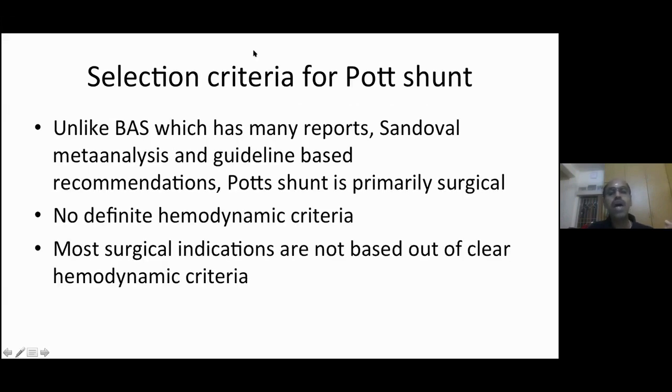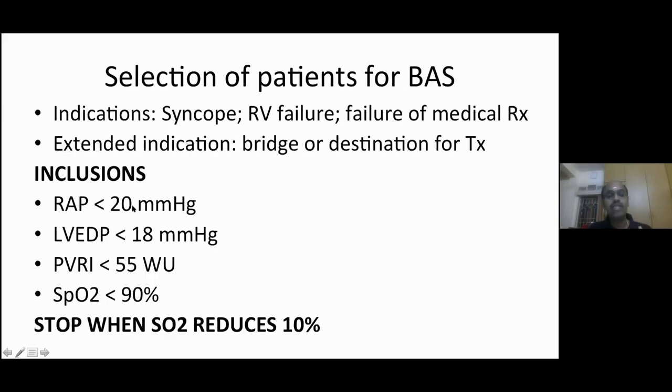Now, this is very important to know because balloon atrial septostomy has been tested in various studies and a large meta-analysis, a group study done by Sandoval over a patient group of close to 380 patients, has arrived at these numbers. And so these numbers are now given as a standard guideline for doing balloon atrial septostomy.